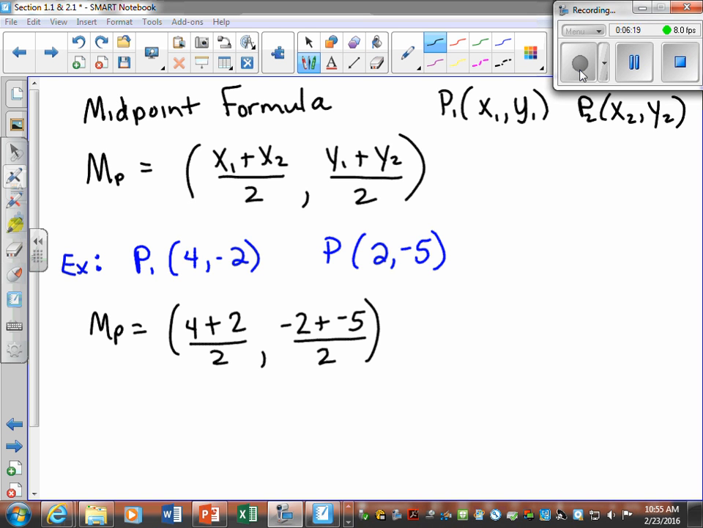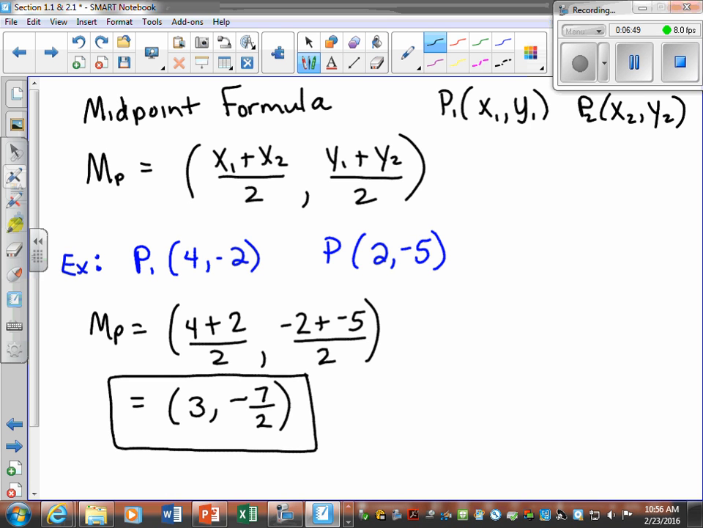Okay, so we plug all our values in, our x1, x2, and then now we're going to simplify. 4 plus 2 is 6, and then what's 6 divided by 2? 3. Good. And then here, remember this is negative 2 plus a negative 5, or minus 5, which would be negative 7 in the top, divided by 2, and we're just going to leave it in fraction form, and we're done. So the midpoint is going to be the ordered pair (3, -7/2).